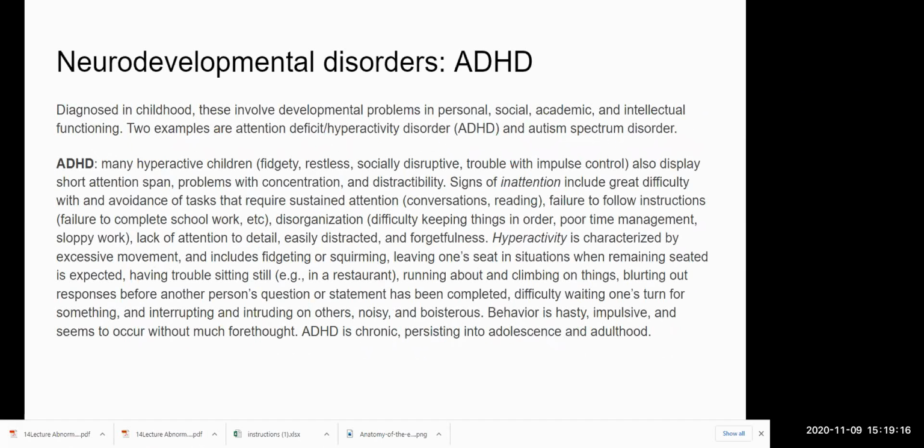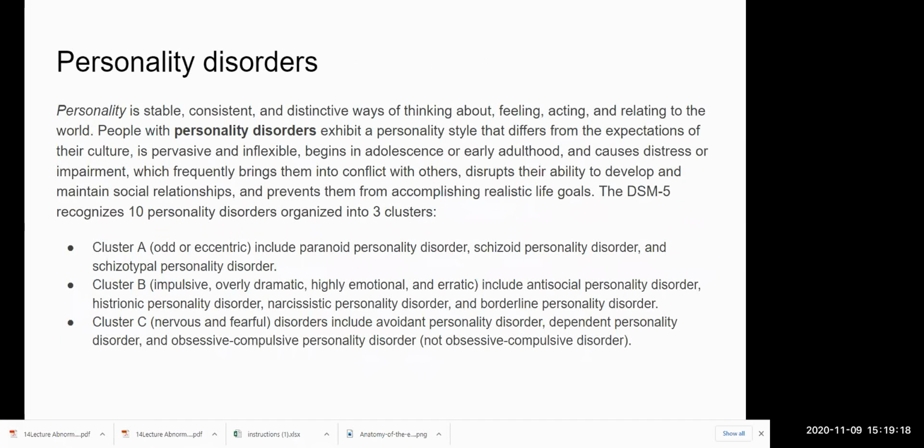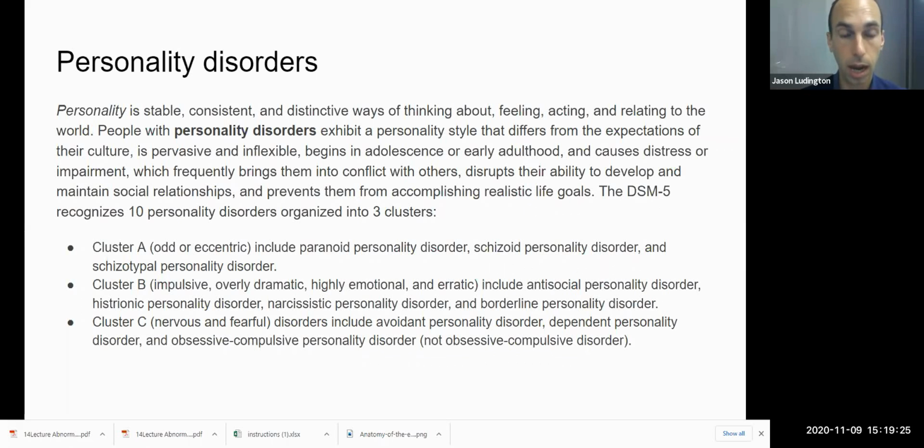Can what is classed as a personality disorder depend on the culture? Great question. I would be very surprised if the rates of these personality disorders were the same across all cultures. In fact, I suspect that some of these personality disorders may not even exist in some cultures. They're probably very influenced by the culture.